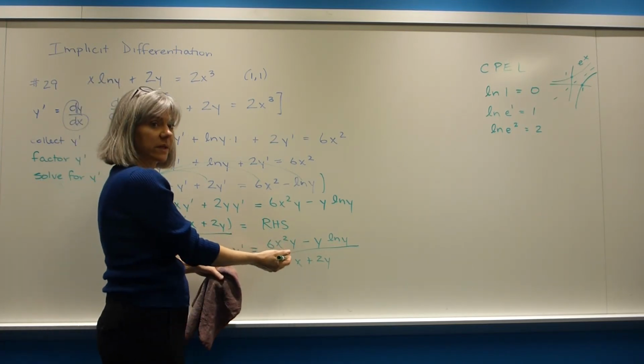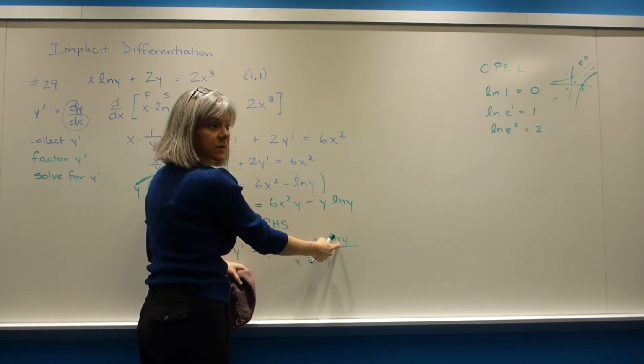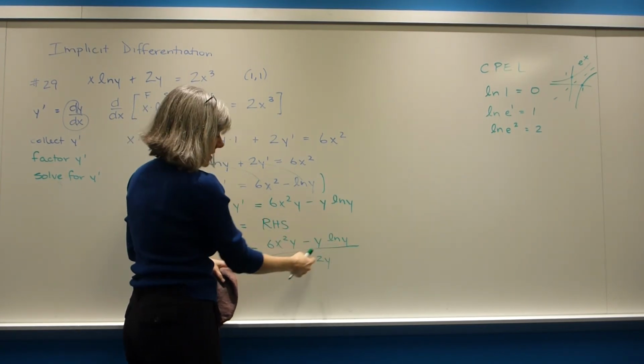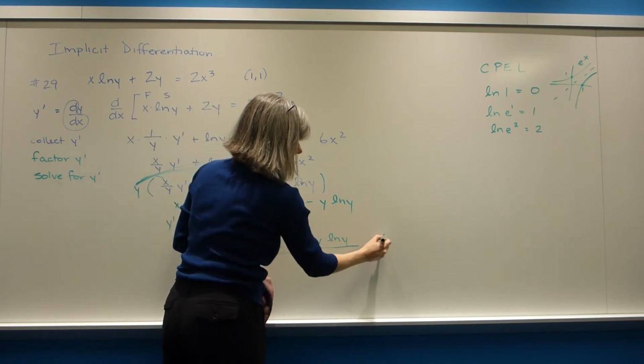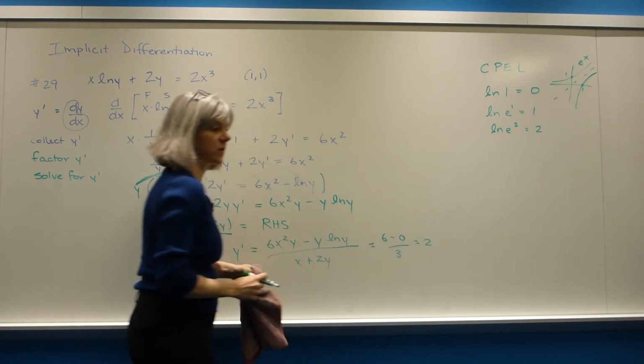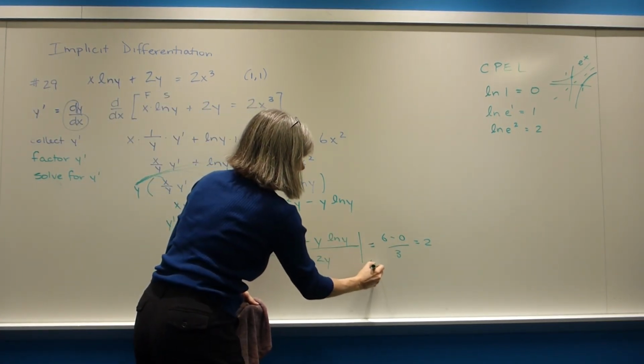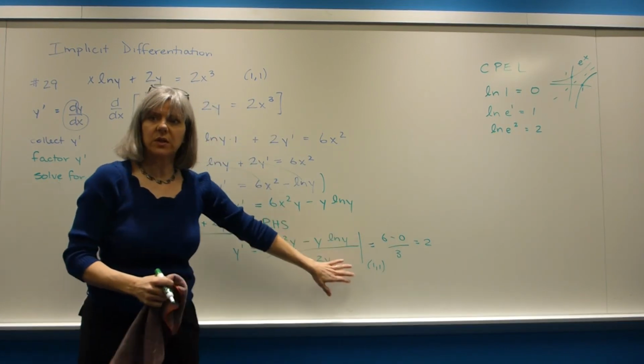So if I put in 1, 1 here, I'll get 6 minus 1 times 0 over 3, so 6 minus 0 over 3, which is 2. And remember the notation, I was very sloppy. Remember the notation we used? We used that line, the evaluation line, at 1, 1.